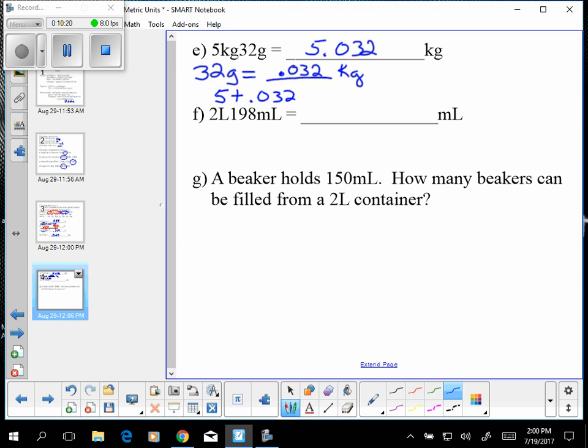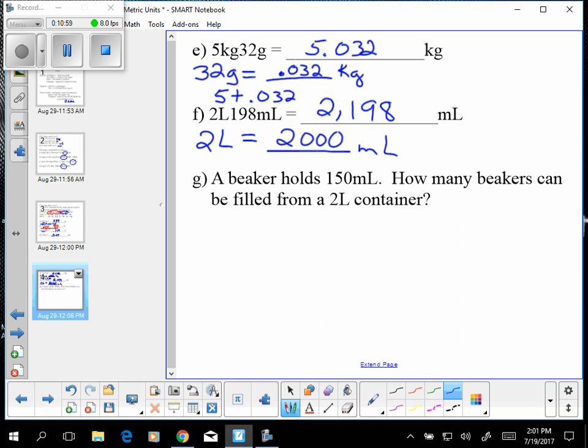If we look at F, what unit do we want? We want milliliters. We, however, have our 2 liters. So we need to change liters to milliliters. 2 liters will equal how many milliliters? If you look on your scale, you're going from liters to milliliters, which means you're moving to the right, and you're moving 3 places. So we're going to have 2,000 milliliters. But the problem also contains 198 milliliters. So our complete answer is 2,198 milliliters.